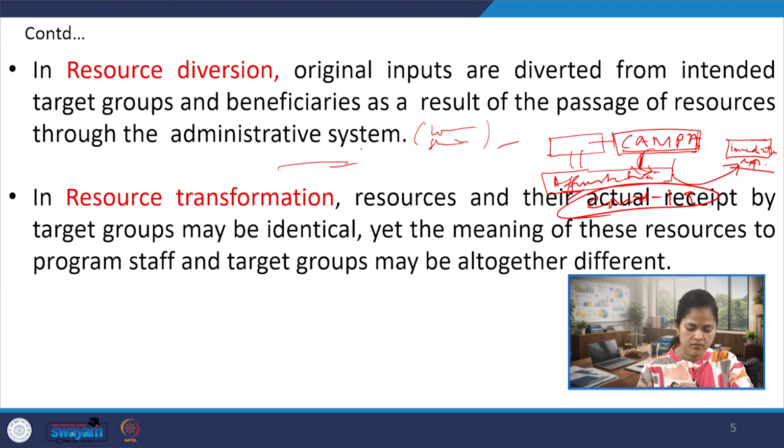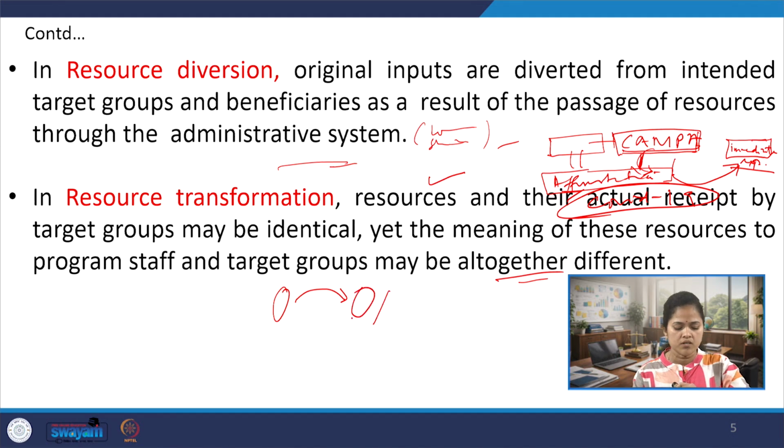Okay, and the second one is resource transformation. What is this resource transformation? Here the resources and the actual receipt by the target groups may be identical, but they may mean something altogether different to the program staff and other target groups. The highlight is that although the resources received by different target groups may be identical, the way the same resources are transformed from inputs to outputs or outcomes can be altogether different for the program staff and other target groups. Okay, so that is resource transformation.